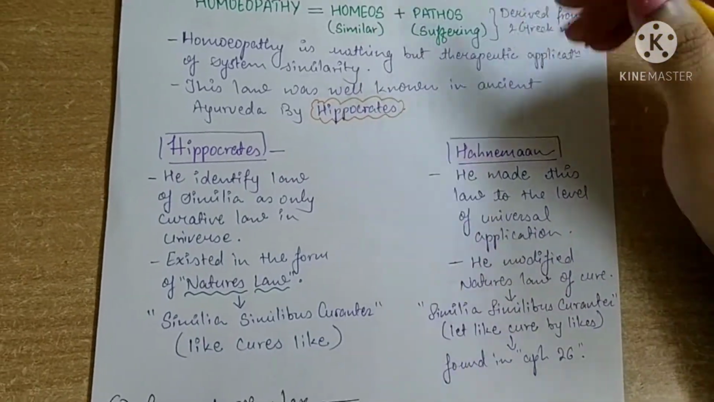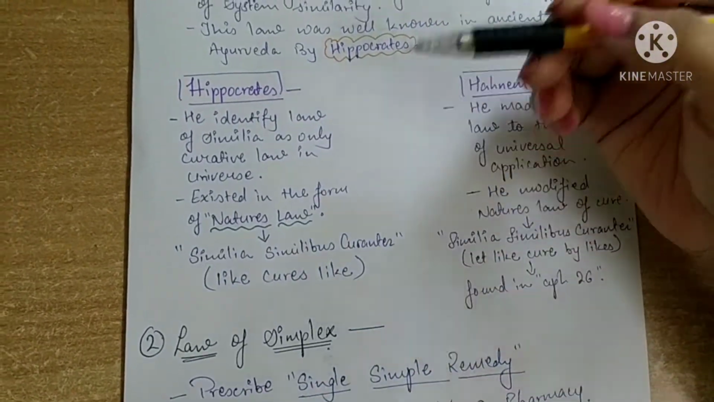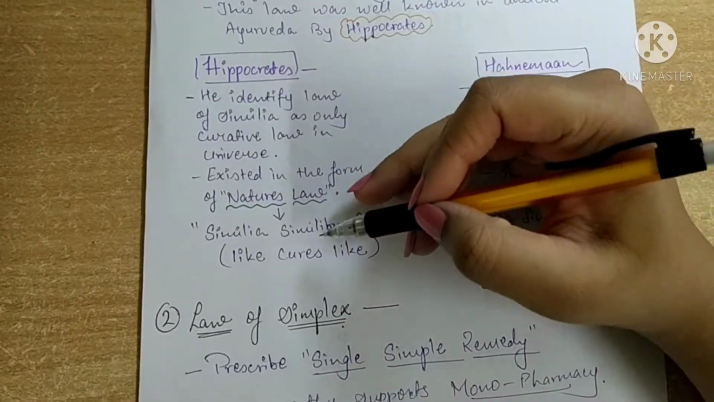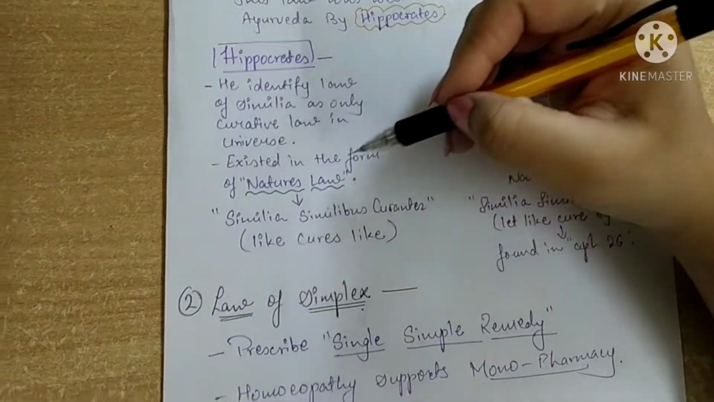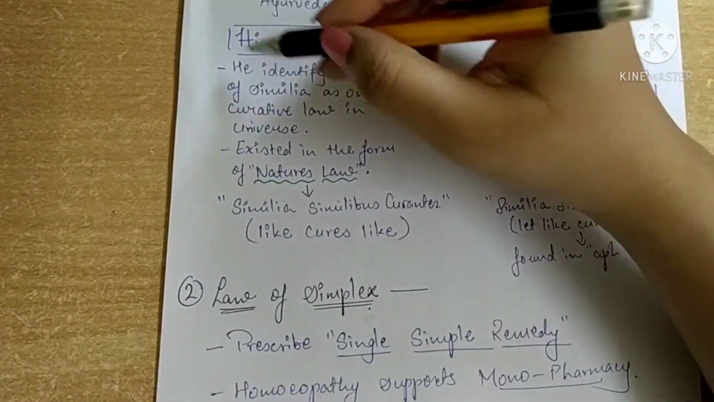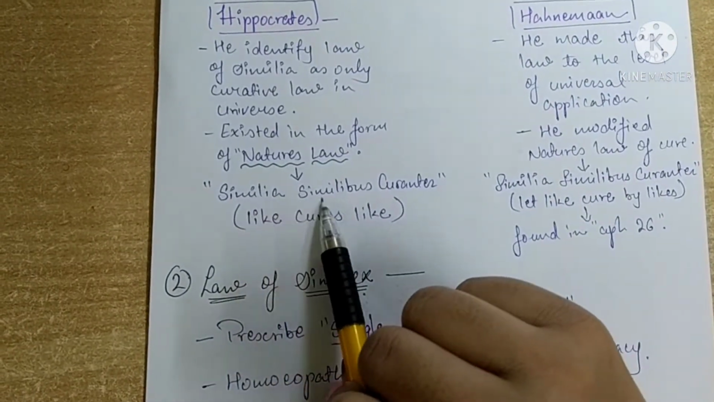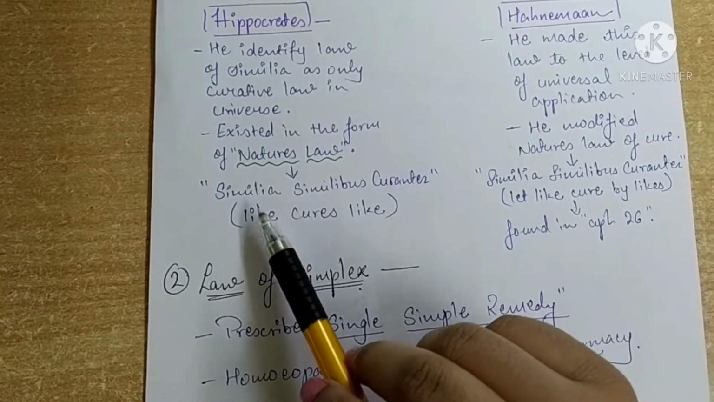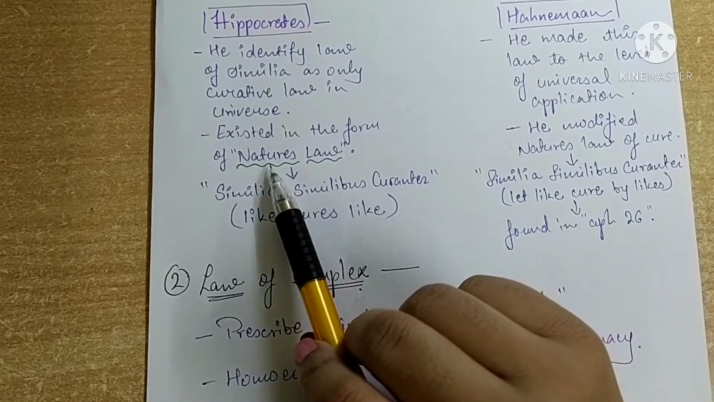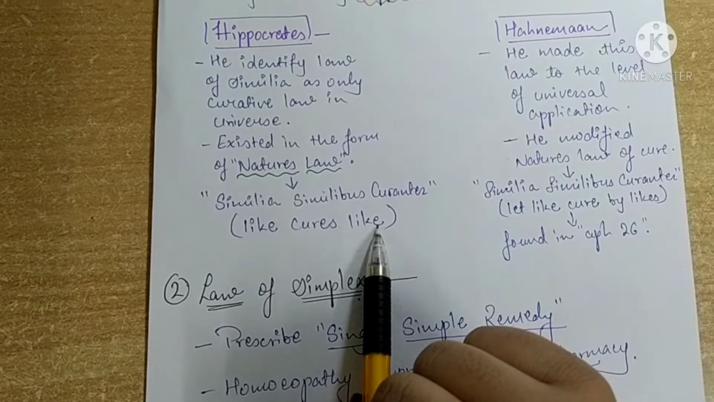This law of similia was well known since ancient ages. Earlier it was known as nature's law, and this was the only law which could give a cure. This was told by Hippocrates. This law means similia similibus curentur. This is the principle on which this law is based. That means like cures like.